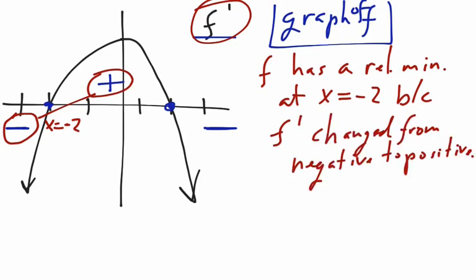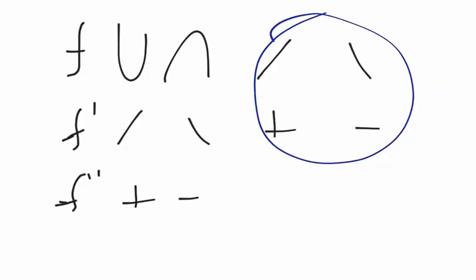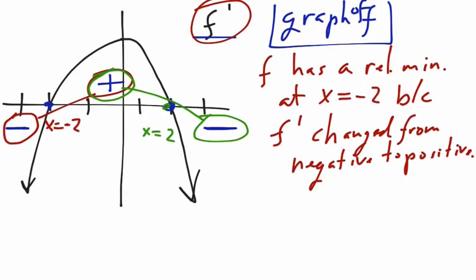Just like that. Now we're going to look at the other place where f prime crossed the x-axis. That's over here, and that's going to be x equals +2. And notice that at x equals +2, f prime changes again, from positive to negative. So we're going to the fun chart. Here, f prime changed from positive to negative, which means that the graph of f had to change from increasing to decreasing. This is a relative maximum. So we write our sentence: f has a relative maximum at x equals +2 because f prime changed from positive to negative.